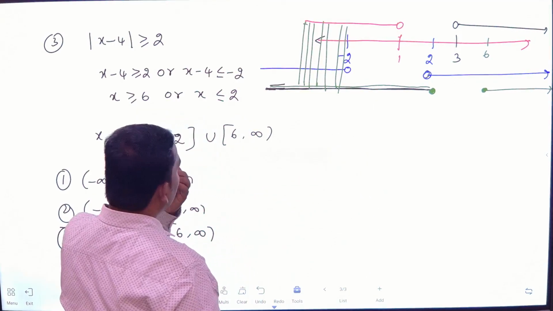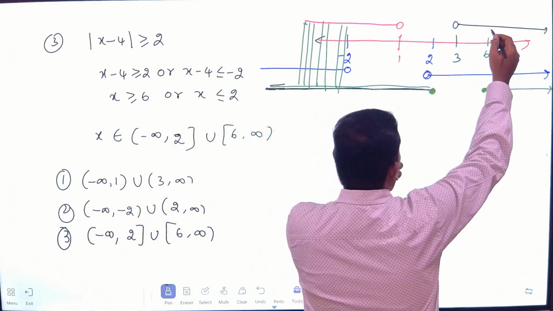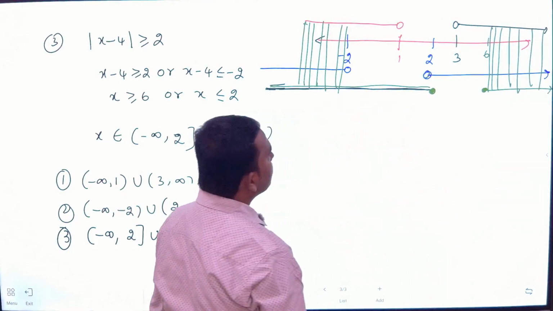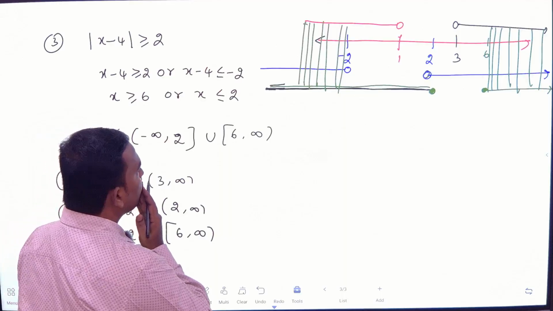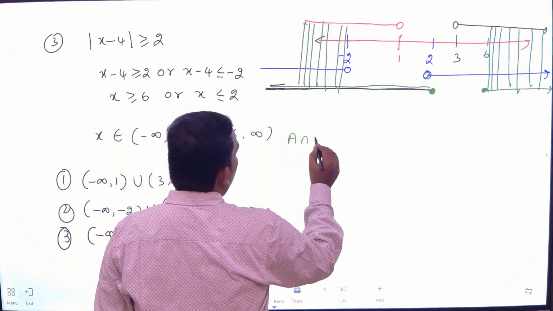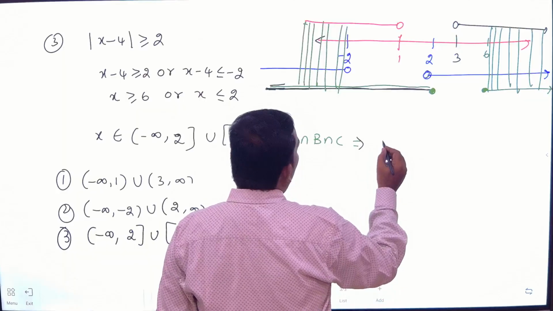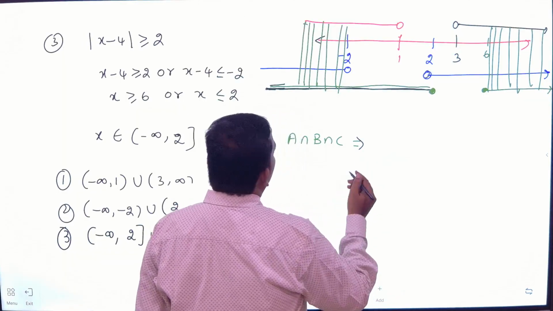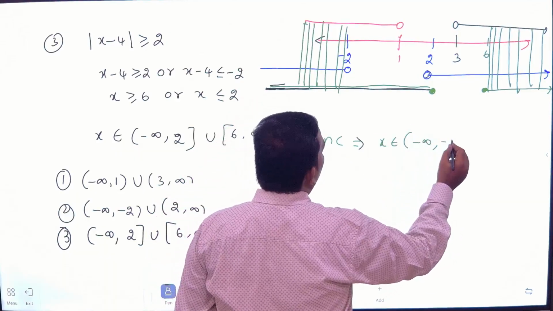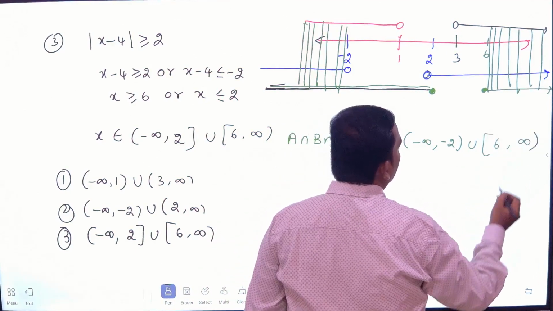x should be less than minus 2, right? This is the common part. And then this side you can see starts from 6, right? 6 to infinity. 6 is included here. Okay, this is the common. So the collection of A intersection B intersection C is what? All the x values: x belongs to minus infinity to minus 2 open interval union 6 to infinity, right?